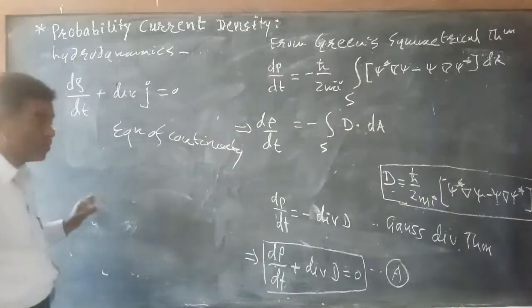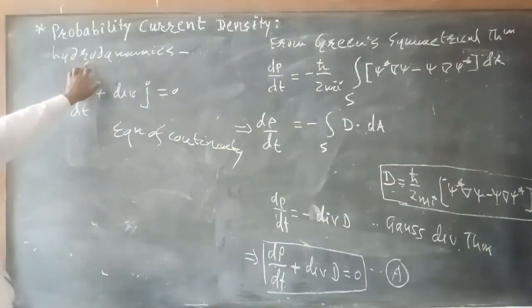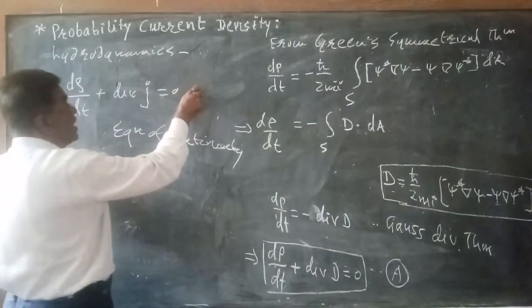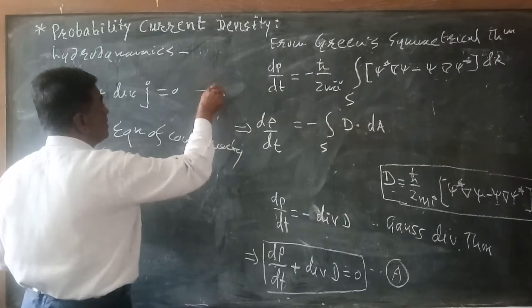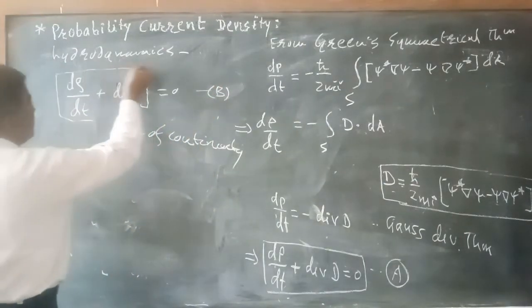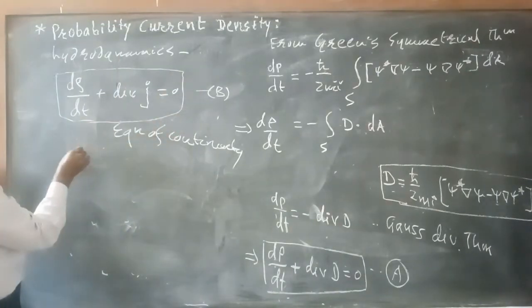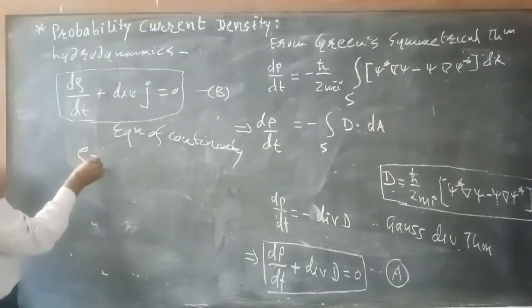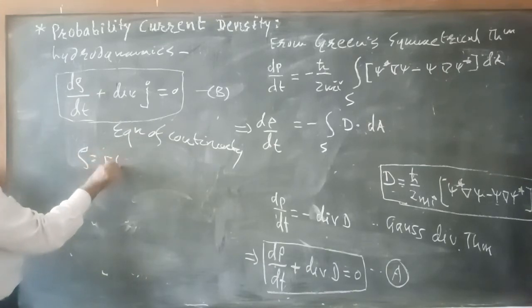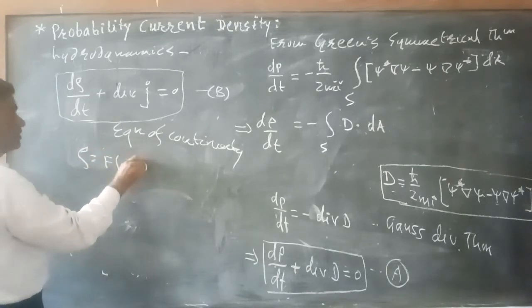This is the equation of continuity. In hydrodynamics, there is one equation, what we call dρ/dt plus divergence of J is equal to 0. Suppose this is equation number B. In hydrodynamics, this is the equation where ρ is nothing but the fluid density.